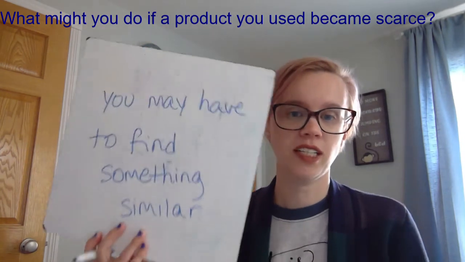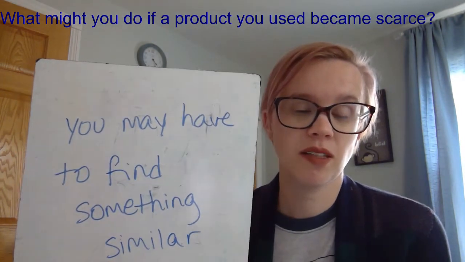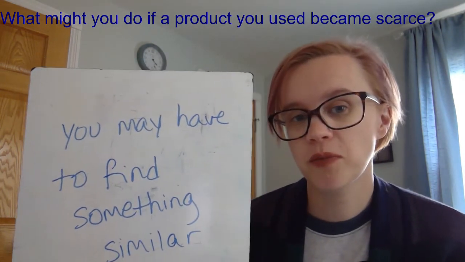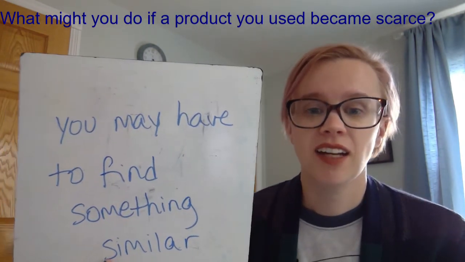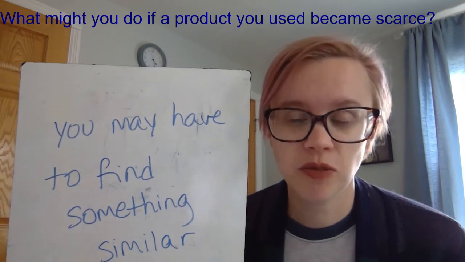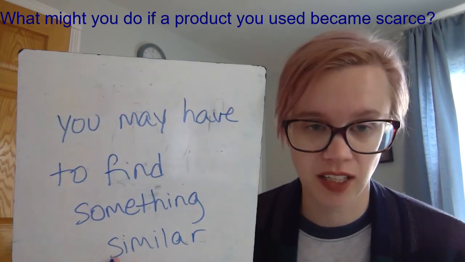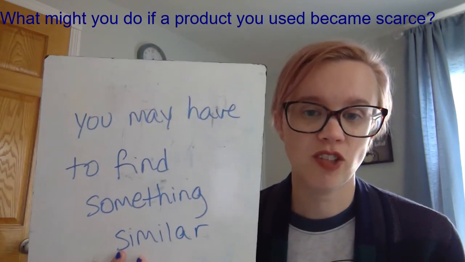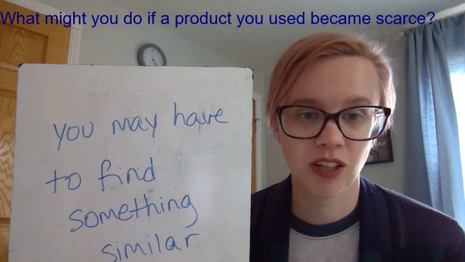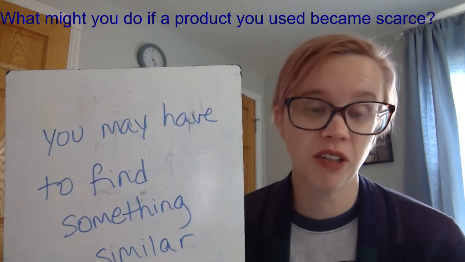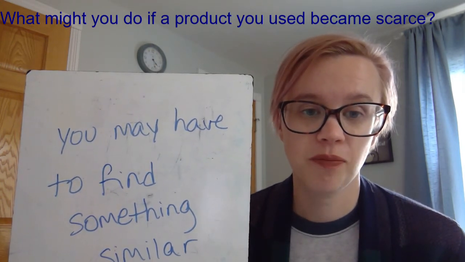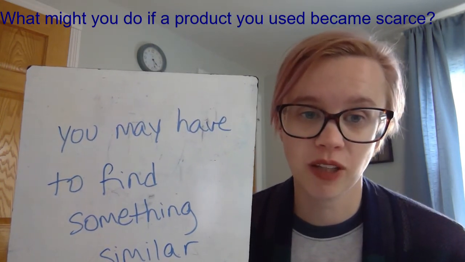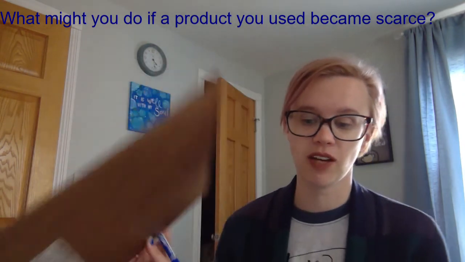Okay, so I'm writing down, you might have to find something similar. So if toilet paper is completely out, get some Kleenex. Okay, if the bread that you liked was out, you'd get a different type of bread. So you might have to just find something that is similar to that, or go without for a while if there's something that's gone that you would normally use. Just maybe go without. Okay, so those are the types of options you would have.